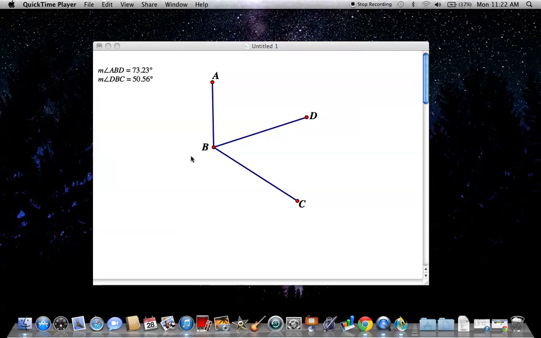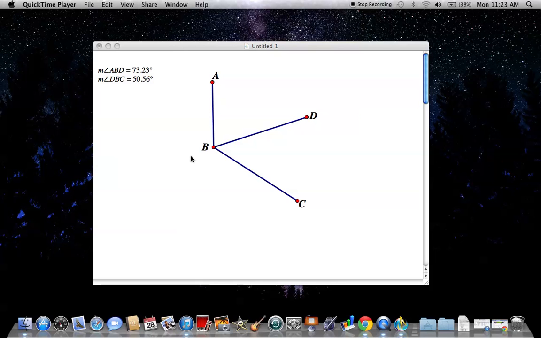Chapter 1, Section 4 is pairs of angles. There are 5 definitions: adjacent angles, linear pair, complementary angles, supplementary angles, and vertical angles. Okay. To start off, we have adjacent angles.